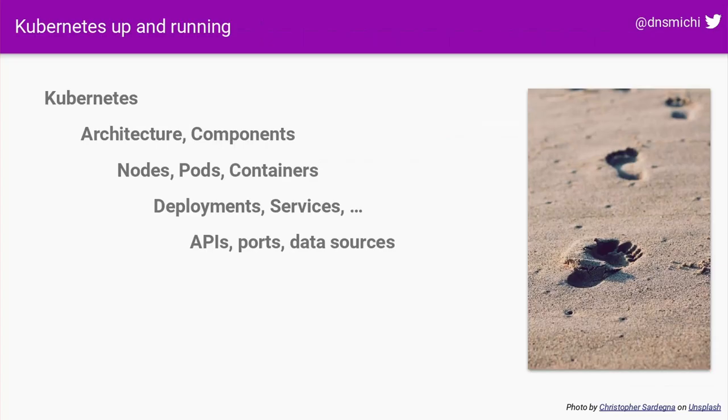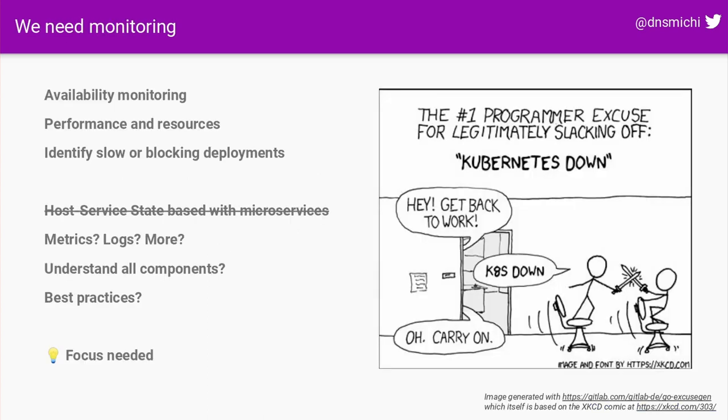But before we dive in, maybe think of an ops story, why we would need monitoring or observability. We have potentially Kubernetes up and running, and we need to understand what we should be monitoring. There are the different components. We have nodes, pods, containers, deployments, services, APIs, ports, data sources, and even things I don't know yet, probably. And then someone says, well, we need monitoring because developers cannot work, deployments are broken. What should we be doing there? Is it availability monitoring? Should we be looking into the performance and the resources, identifying the slow or the blocking deployments?